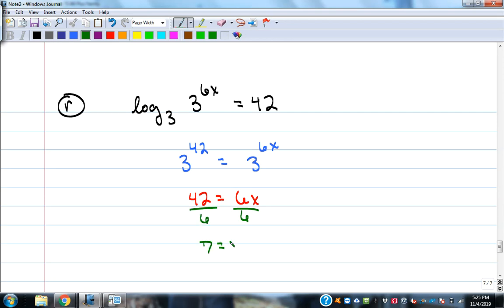And 7 is equal to x. And that works out great. I say that's the long way. It was 2 steps, and that's the long way.